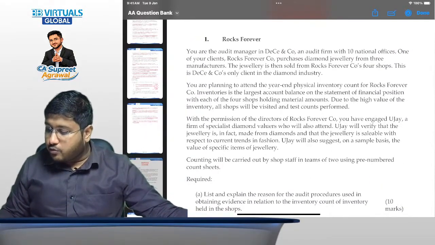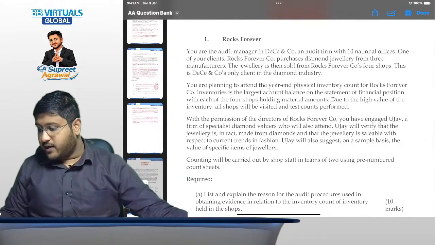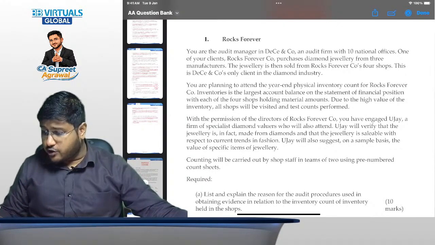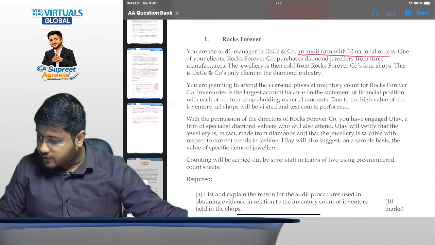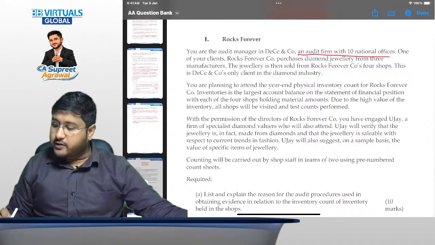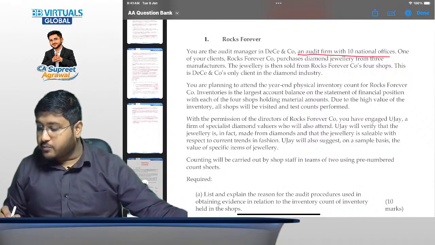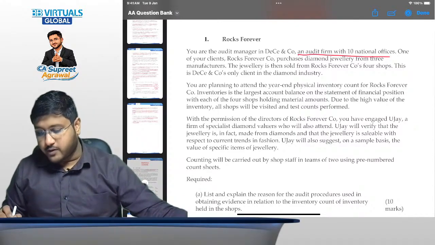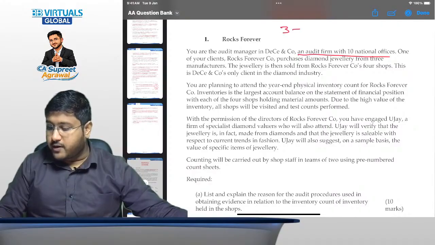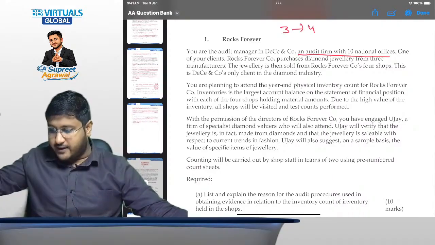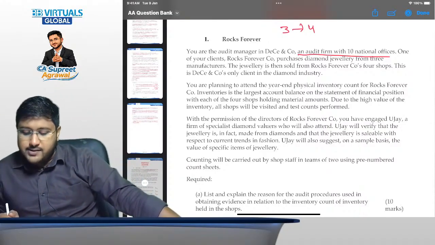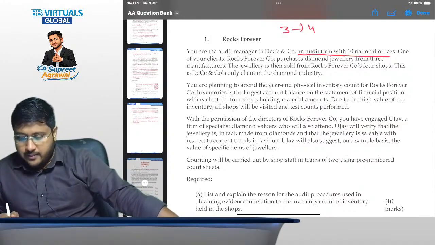Rocks Forever. You are the audit manager in DC and Company, an audit firm with 10 national offices. Oh my god, it's a big firm. One of your clients, Rocks Forever Company, purchases diamond jewelry from 3 manufacturers. The jewelry is then sold from Rocks Forever Company's 4 shops. So they obtain it from 3 manufacturers and then they sell it in 4 shops. This is DC and Company's only client in the diamond industry.